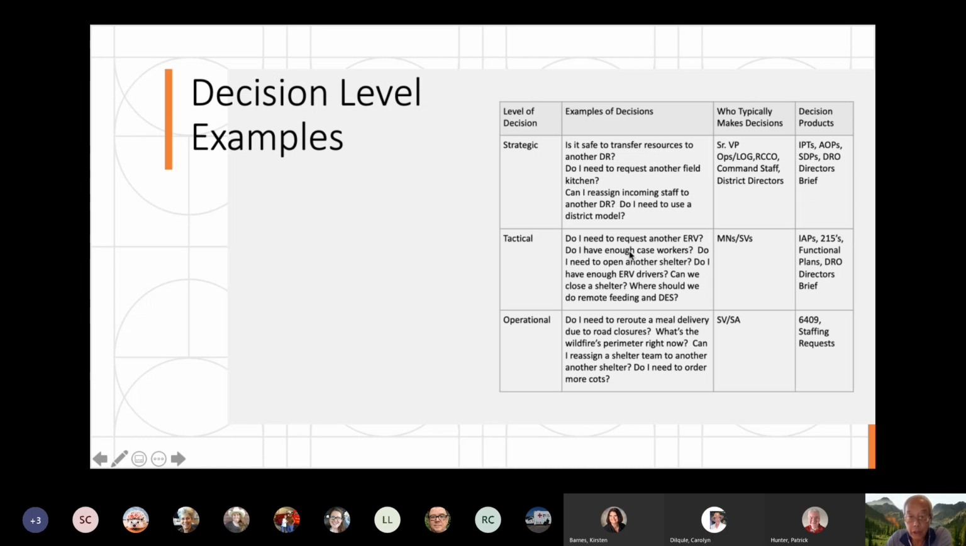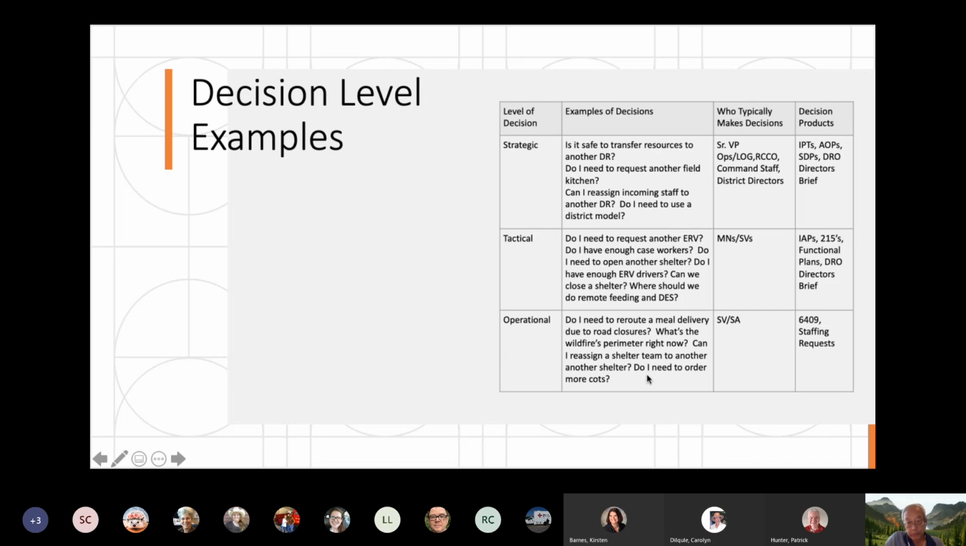What happens at the tactical level? These are some of the questions that would be answered by that kind of decision. How many do I need? Do I request another ERV? Do I have enough staff? Where should I do the remote feeding for tomorrow? What are the routes? And this is done by the managers and service supervisors. The products of these decisions are found in the incident action plans, the 215s, the functional plans, and again in the DRO brief.